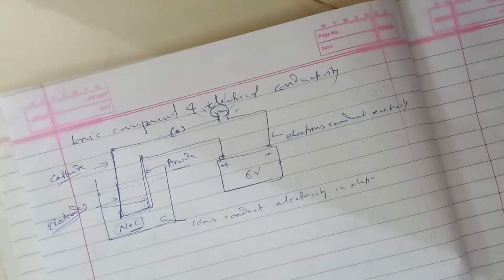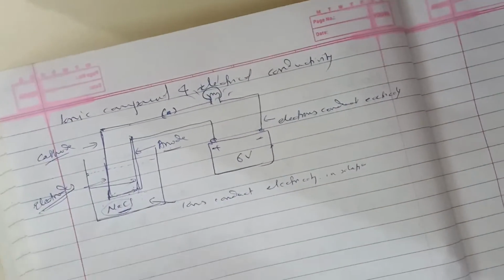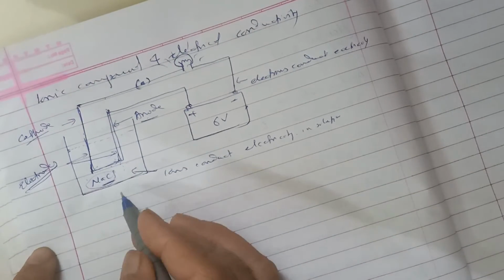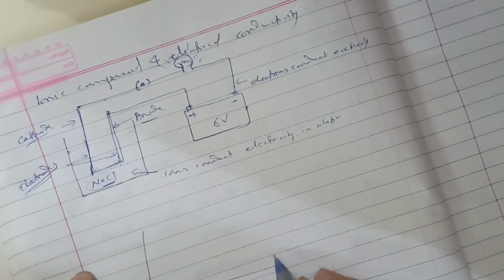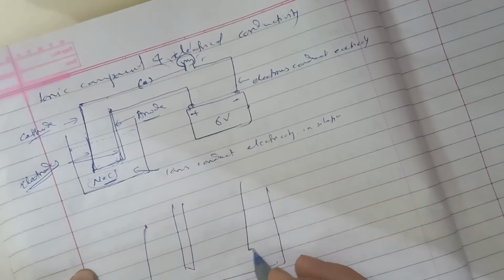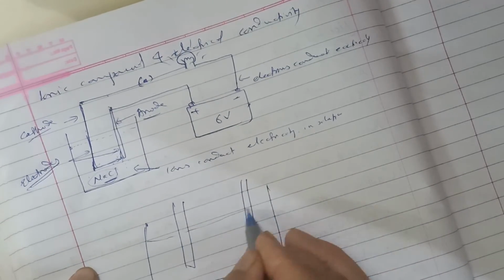How will it conduct the electricity? When the current passes through the electrodes into the solution of NaCl, what happens?